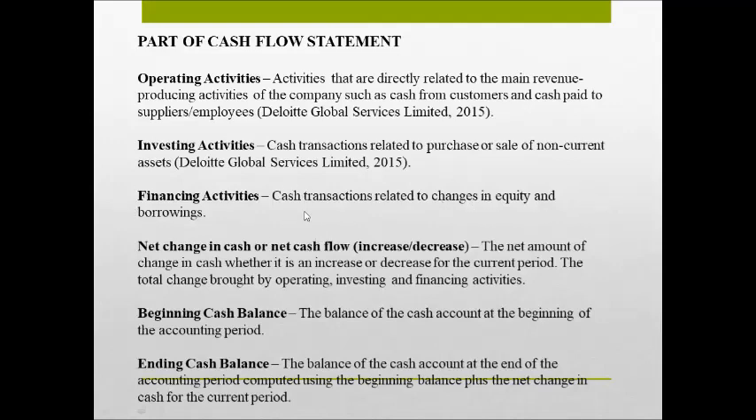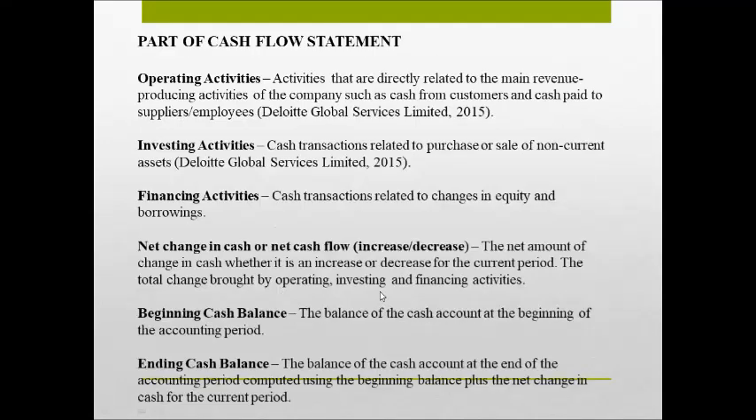So financing activities yun. And then we have the net change in cash or the net cash flow, increase or decrease, sabi niya. So basically, itong net change in cash, ito yung total ng tatlo. Ilalabel natin siya as net change in cash or net cash flow. And then the beginning cash balance, this is the initial investment. And then the ending cash balance, this will be the one that we need to know at the end of the accounting period once we have prepared a cash flow statement.